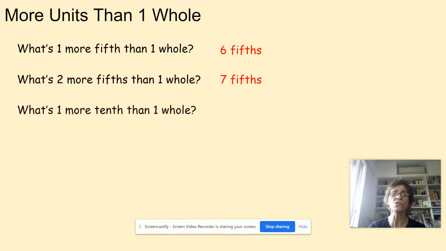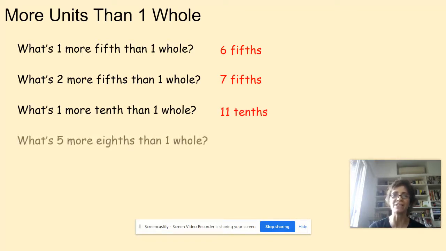Okay, what's 1 more tenth than 1 whole? Pause, try to answer this question. 11/10. So 10/10 is a whole, 1 more is 11/10. What's 5 more eighths than 1 whole? Pause, think.